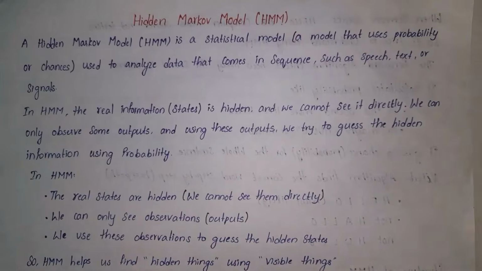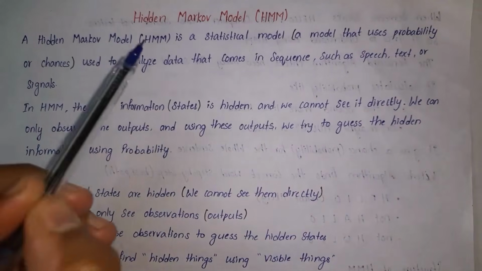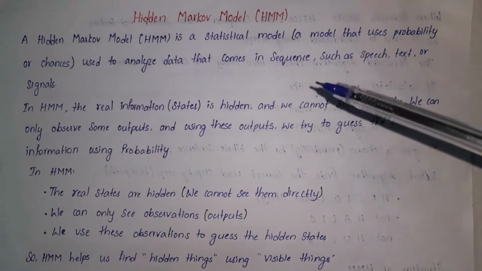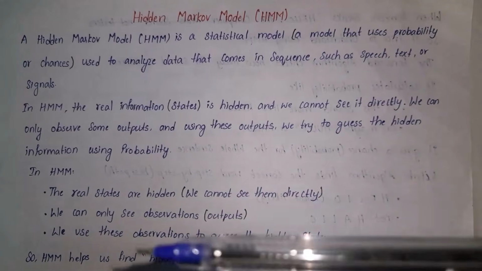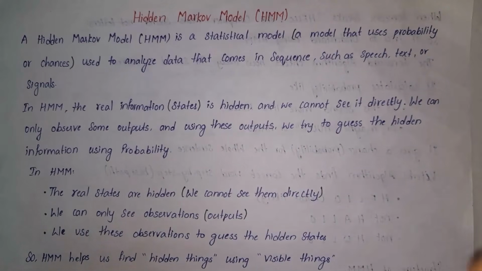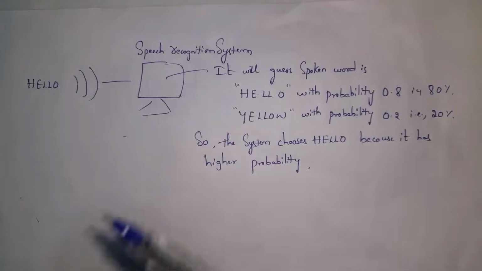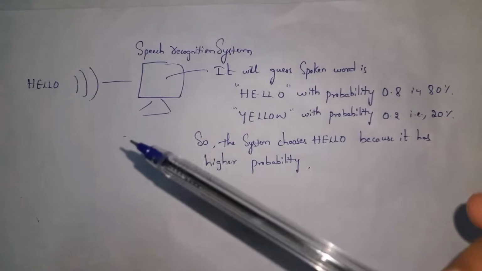Let's get started. A hidden Markov model is a statistical model, that is, this model will use probability in order to identify words. So whenever a person speaks anything, his speech or text can be identified by the computer by using hidden Markov model. I'll give one simple example so that you can clearly understand what is hidden Markov model. This hidden Markov model is a statistical model. It is nothing but this model will work based on probability.